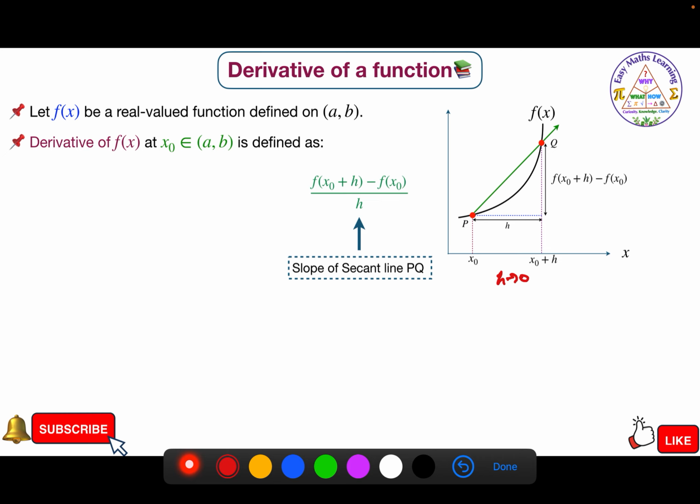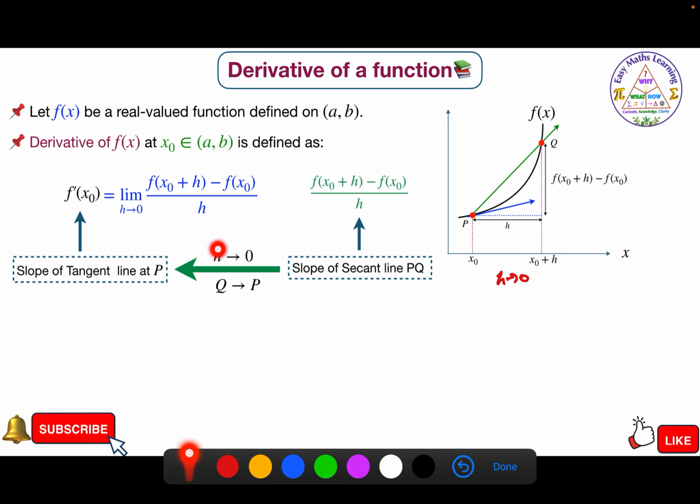As Q tending to P means h tending to 0, the secant line approaches the tangent line at P. This secant line PQ, the green one, approaches the tangent line, this blue one, at P. Means as Q tends to P, or you can say h tends to 0, the slope of this secant line approaches the slope of the tangent line.